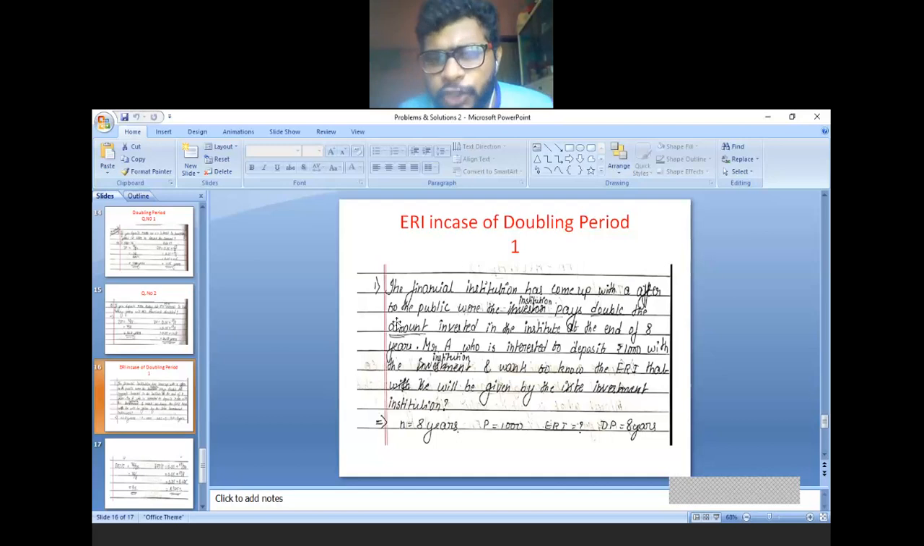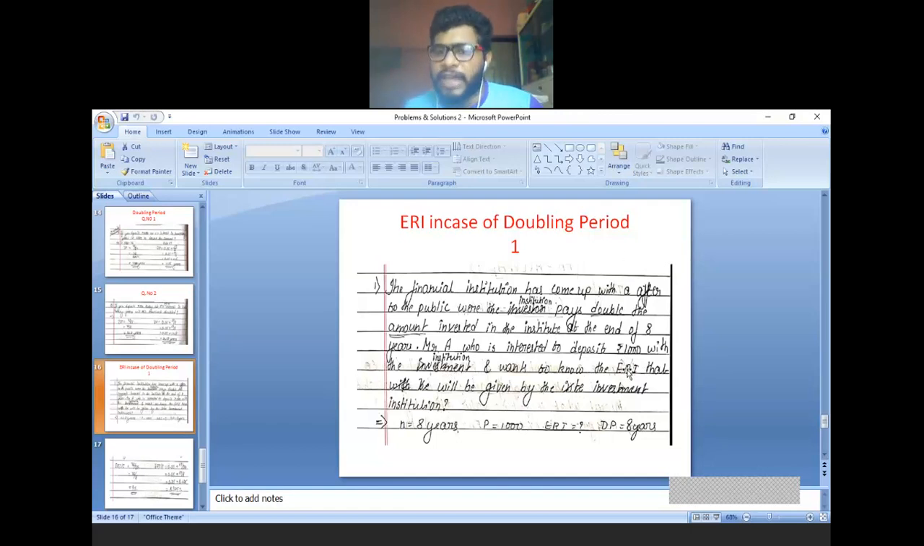A financial institution has come up with an offer to the public where the institution pays double the amount invested. So this part is underlined. The institution pays double the amount invested at the end of 8 years. So n is equal to 8 years. Mr. A, who is interested in depositing 1000 rupees, so P is equal to 1000, with the institution, wants to know the ERI that will be given by the institution.